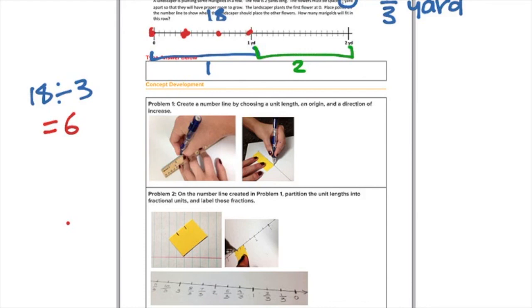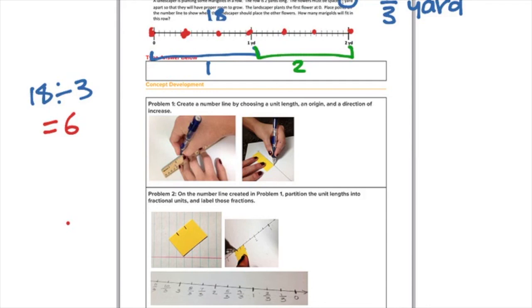So let's keep going. If that first section had 18, we know that it's even intervals, so the second section will have 18. So again, we're counting by 6. 1, 2, 3, 4, 5, 6. And 6.